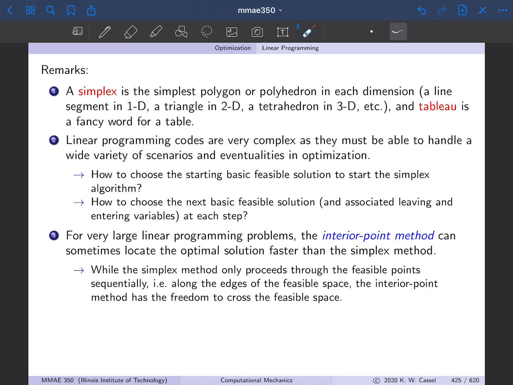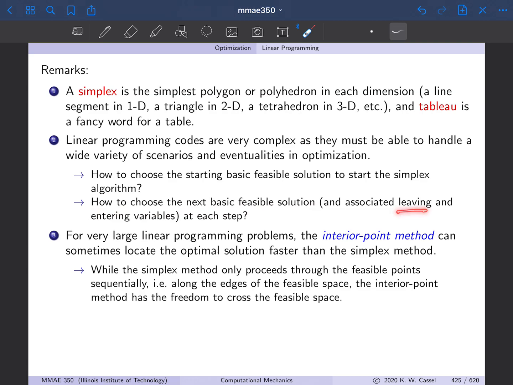Linear programming codes are very complex. The basic ideas are quite simple and straightforward, as we've gone over in this chapter, but to actually write a code that does this and makes all these decisions, again, emphasizing the where-we-start question and in-which-direction-do-we-go question, these can get very, very complex, and they have to be able to handle all kinds of eventualities, of which we'll discuss in a second, some of the various things that can happen. So again, how to choose the starting basic feasible solution, and then how to choose in which direction to proceed.